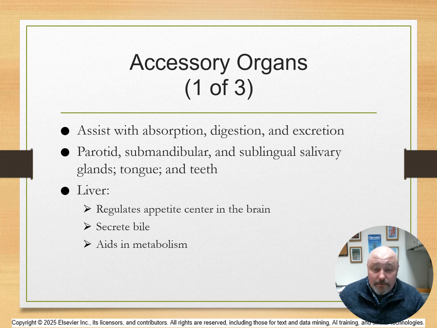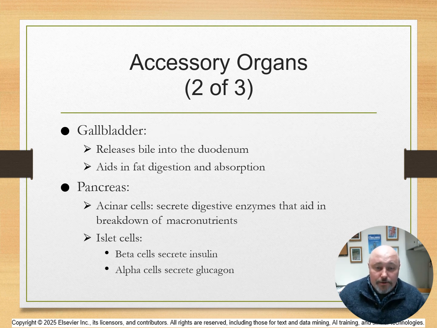The parotid, submandibular, and sublingual salivary glands, tongue, and teeth, and then the role of the liver in regulating appetite centers of the brain, secreting bile, and aiding in metabolism. Other accessory organs, like the gallbladder, release bile into the duodenum and aid in fat digestion and absorption, while the pancreas secretes digestive enzymes that aid in the breakdown of macronutrients. It also contains those islet cells, with the beta cells secreting insulin and the alpha cells secreting glucagon.